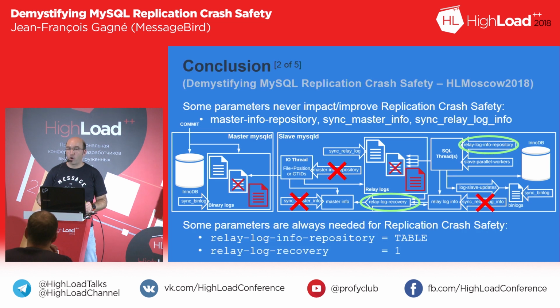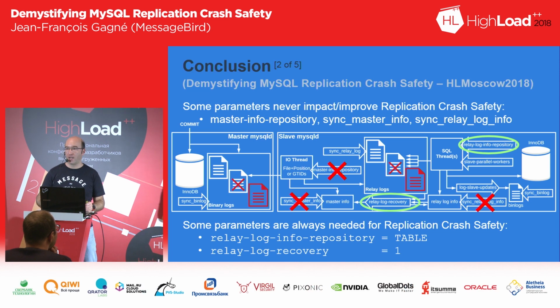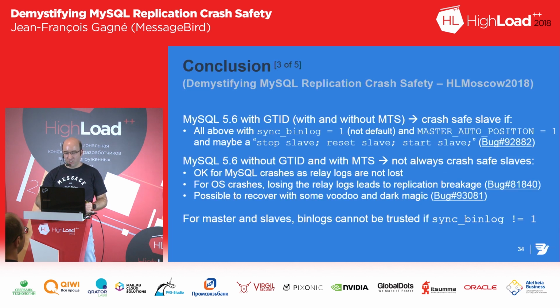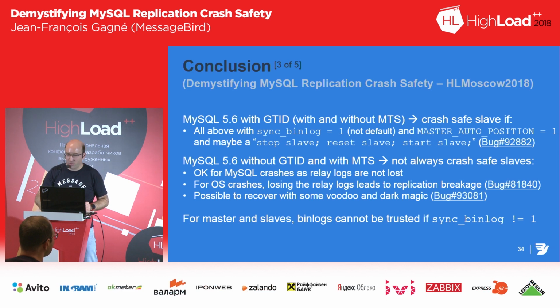There are 2 parameters that are always needed: relay log info repository in a table, and relay log recovery. And then the rest is a combination of these parameters in this case, and other parameters in the other case. With GTID, what is important is to have sync_binlog=1. With multi-threaded slave, it's important to not have an operating system crash, because with an operating system crash, you will lose your relay log. And be mindful about your binary logs if you use sync_binlog set to something different than 1.